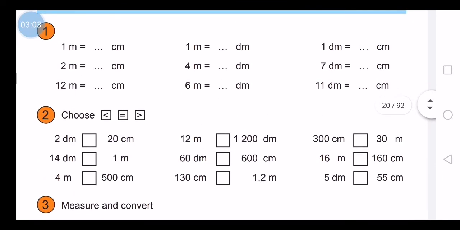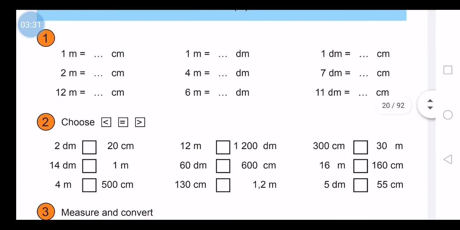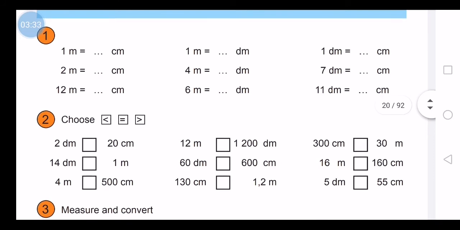Okay? Now, in number 2, you have to choose less than, equal to, or greater than. Okay? So if I look at the first one, one of the sides is in decimetres and the other side is in centimetres. So I choose, am I going to work in decimetres or centimetres? I think for this one, I would choose centimetres. I go, what is 2 decimetres in centimetres? Well, 1 decimetre is 10. 2 decimetres is 20 centimetres, so those ones would be equal. Is that okay, boys and girls?